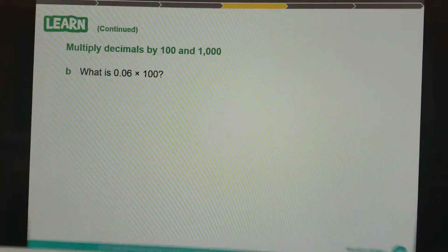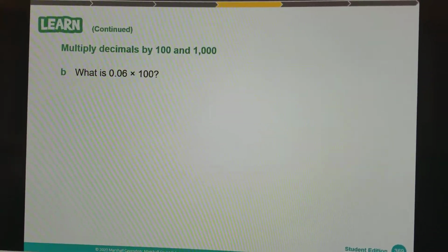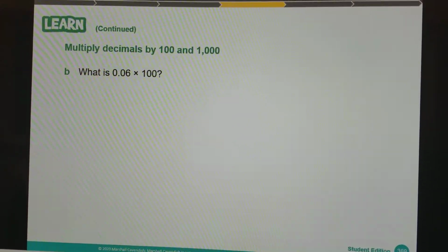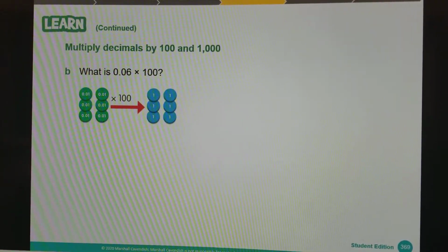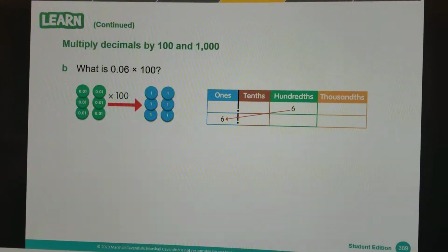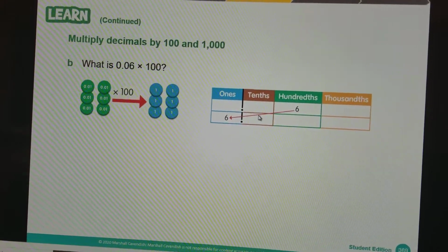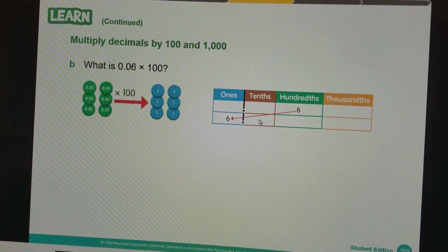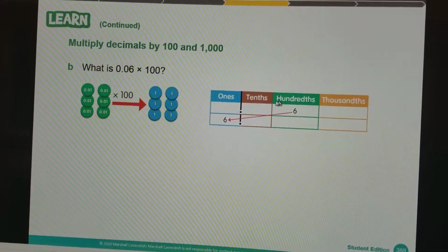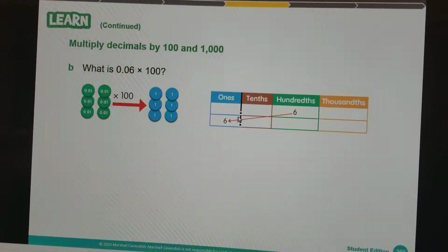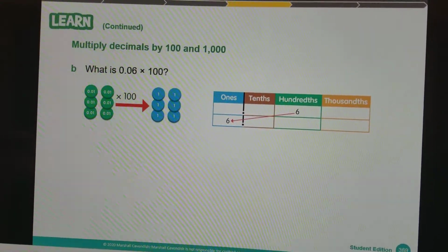This is 6 hundredths, so 6 pennies times 100. If you could even just think about it, if I have 6 pennies 100 times, you should know that makes $6. But I'll show you in a place value chart, right? If I have 6 hundredths this time, I know times 10 would go here, 6 tenths, but it's times 100. So it's 6 hundredths times 10 times 10, which is times 100, right? So the answer is 6.